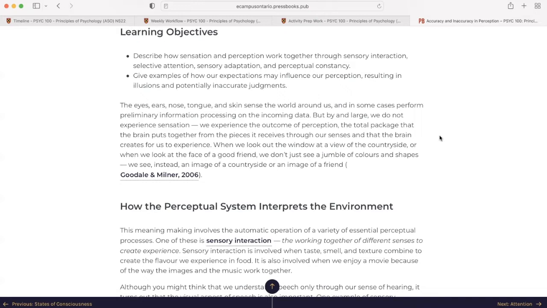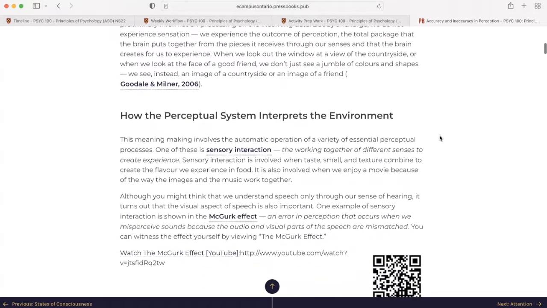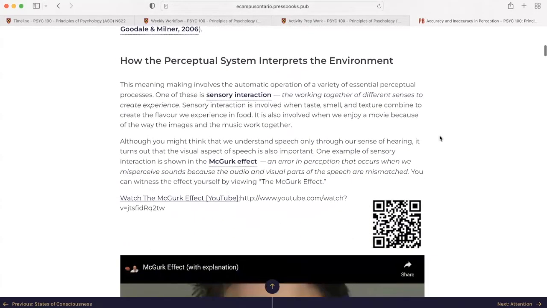When we look out the window at a view of the countryside, or when we look at the face of a good friend, we don't just see a jumble of colors and shapes. We see instead an image of a countryside or an image of a friend. This is how the perceptual system interprets the environment. This meaning making involves the automatic operation of a variety of essential perceptual processes.